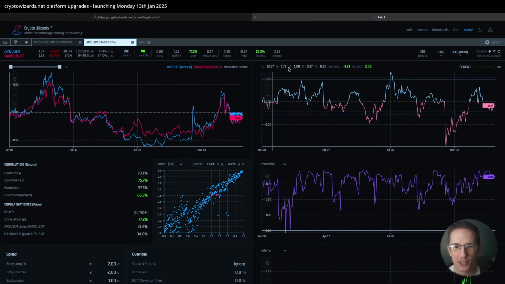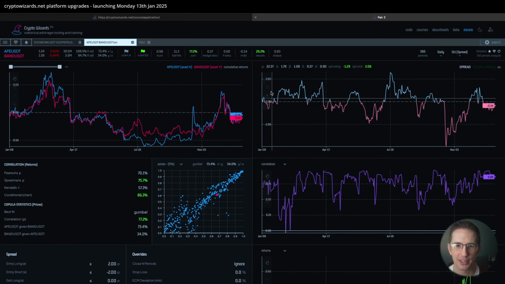And then I have a whole bunch of metrics here to do with an OU process. I'll cover that in subsequent videos, but this is essentially telling me, for example, this number over here, for every dollar I put in APE USDT, how much might I want to put here in BAND USDT. And so this is actually a calculation that's done for us. For every $1, I might want to put 37 cents in the other one. I'm not saying do that. I'm saying this is what information is available to you.